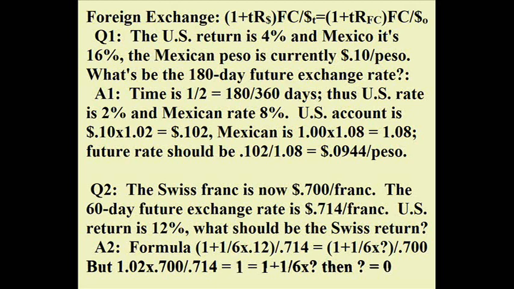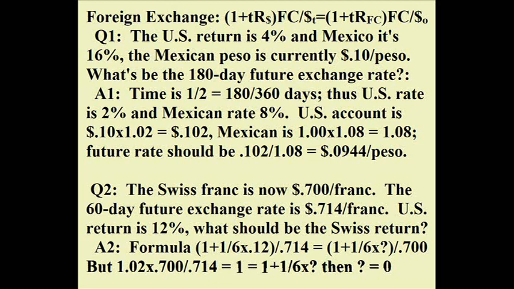The U.S. account is going to make 2% on the 10 cents, giving us 0.102 American dollars. The Mexican account in pesos, that's 1 peso, is increased by 8%, giving 1.08 pesos. The ratio, here quoted per peso, dollars divided by pesos, gives us the answer of 0.0944 dollars per peso. And notice, the peso dropped, correspondingly offsetting the higher return in Mexico.